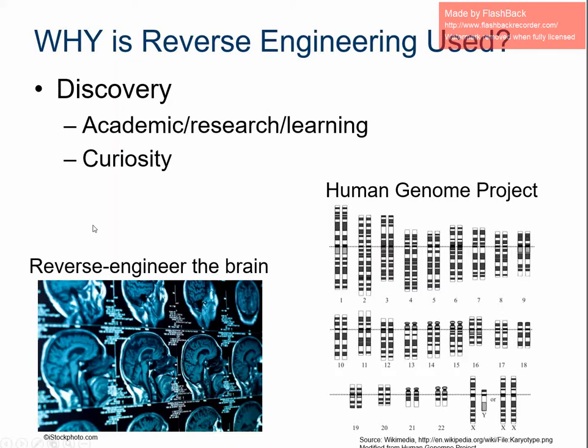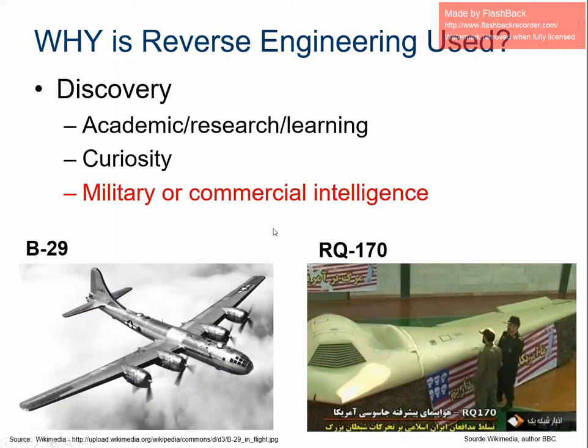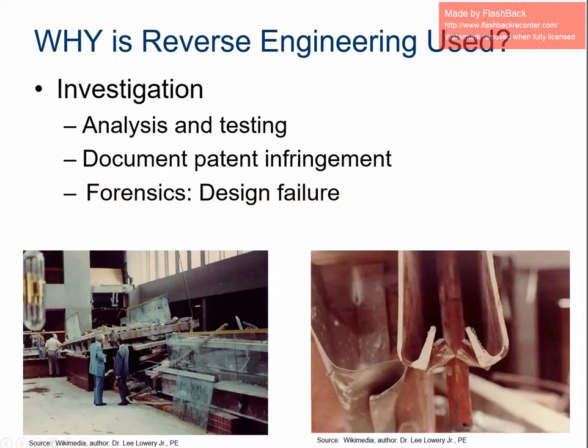That's why we take pictures of things. The beauty of having cell phones lets us take quick pictures of whatever we're working on so that we can make sure it goes back together in the same fashion that we took it apart. Also for military and commercial intelligence. Investigation. So we analyze and test things. Document patent infringement. That's a big one. That's the really expensive one. If you're caught with patent infringement, usually there's lawyers involved in big settlements.